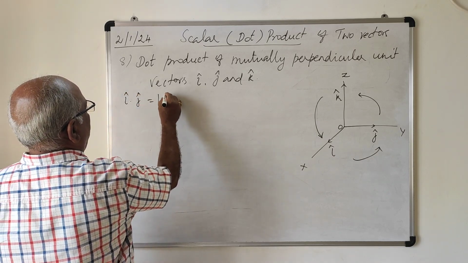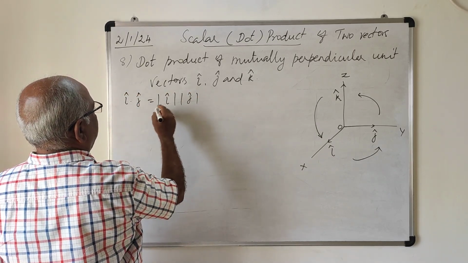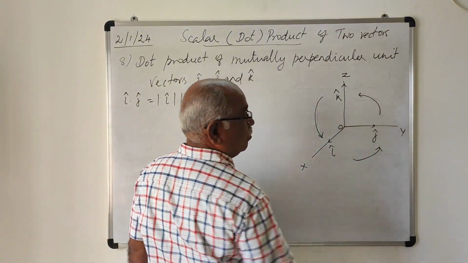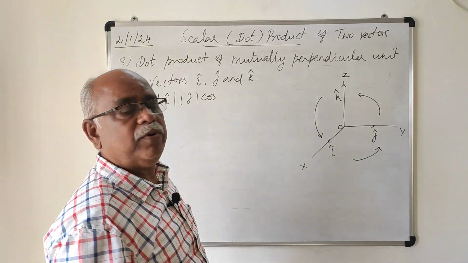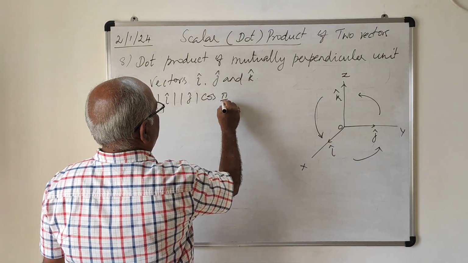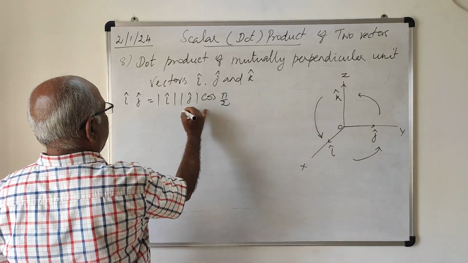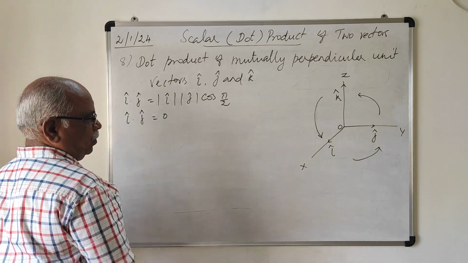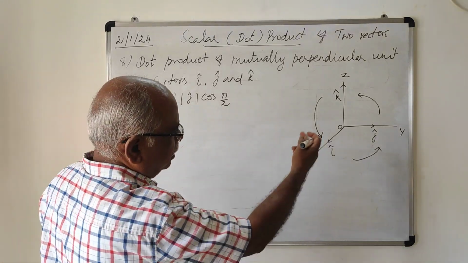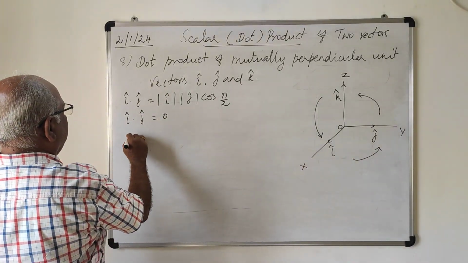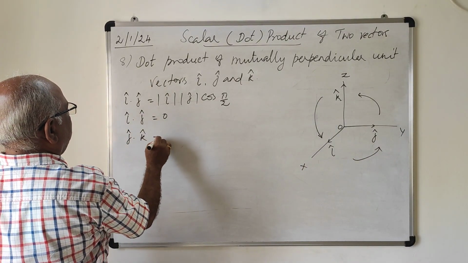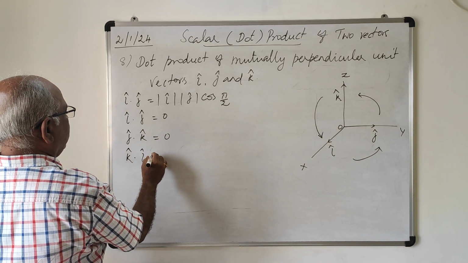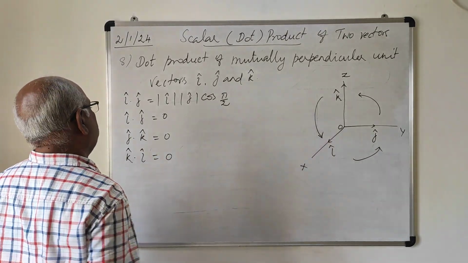I dot J is mod I into mod J into cos of the angle between I and J. I, J and K are mutually perpendicular. Therefore the angle between I and J is pi by 2. So cos 90 is 0, and everything is 0. Because I and J are perpendicular, their dot product is 0. Similarly, J dot K: J and K are perpendicular, therefore their dot product is 0. K dot I: K and I are perpendicular, their dot product is also 0.